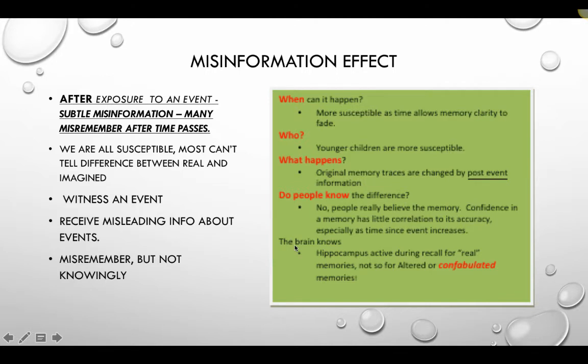But interestingly enough, when we're asked to retrieve real or imagined memories, when we're in a brain scan like a functional MRI scan, the hippocampus is always active when we're retrieving a real episodic memory, but it is not active when we are retrieving an altered or a confabulated memory. And a confabulated memory just believes an inaccurate memory or a false memory that is unintentional. So we're not really intentionally lying. We've just incorporated other events into a memory so it becomes inaccurate.